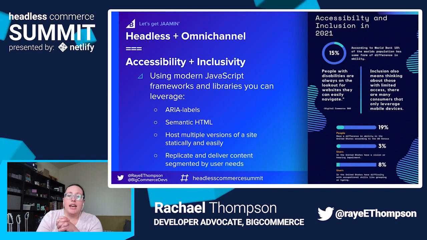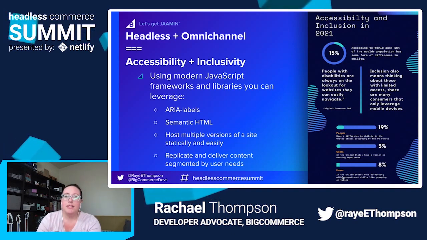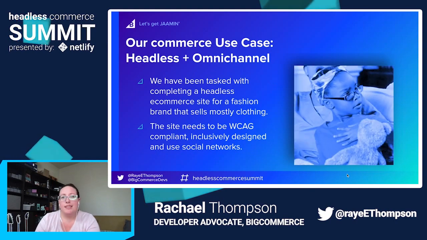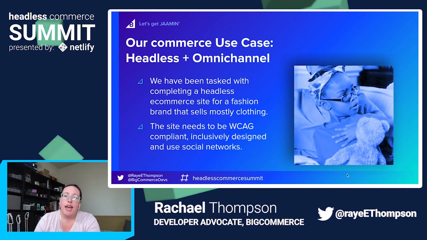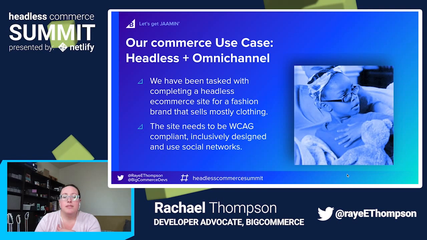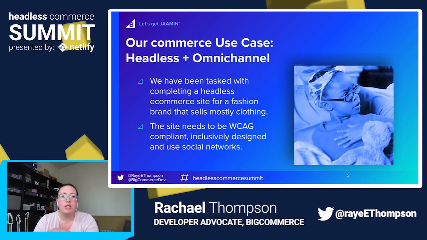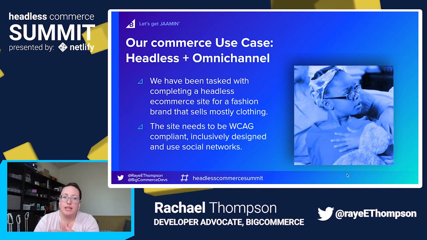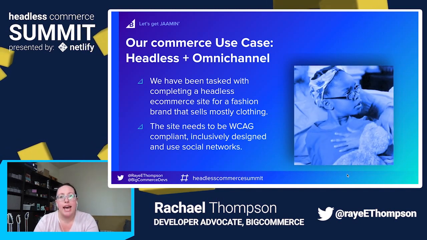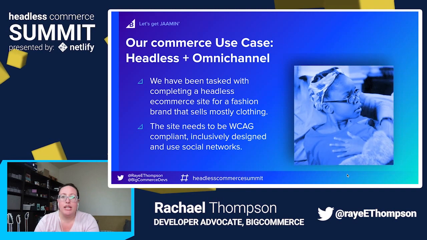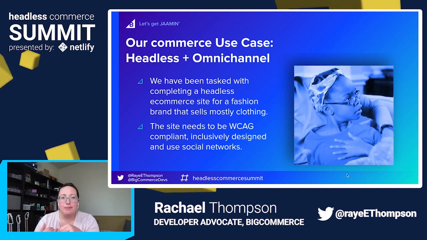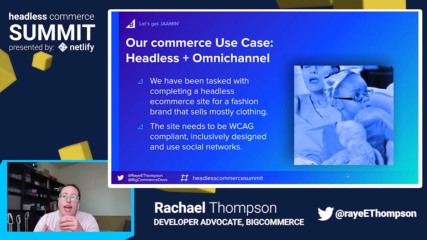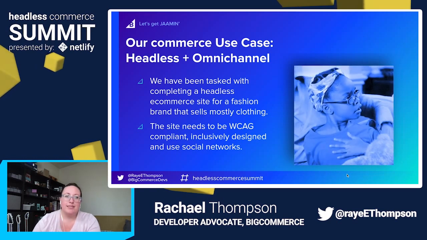So with that, I want us to think about this in terms of a use case. And this is a very simple use case. We're a commerce site selling mostly clothing, and we need our site to be WCAG compliant with an inclusive design that leverages social media like Facebook Shops and Instagram. And this is a big task, but let's break it down into the core components: accessibility, inclusion, and adding those networks.